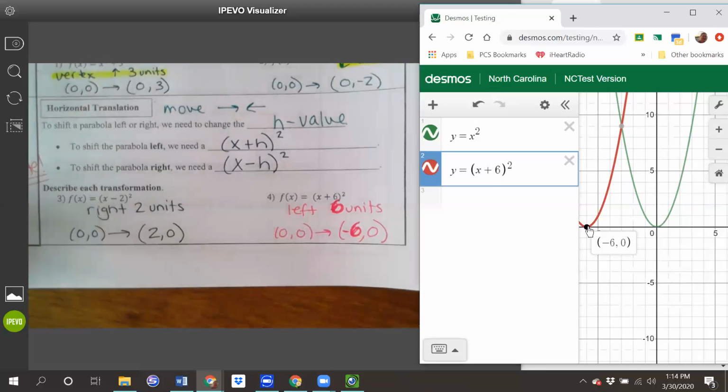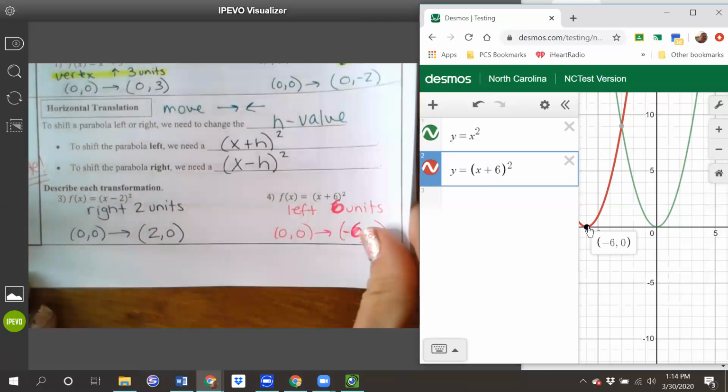So vertical means the y direction, up or down. So that is influenced by k. Horizontal means x direction, left and right, and that is influenced by h.